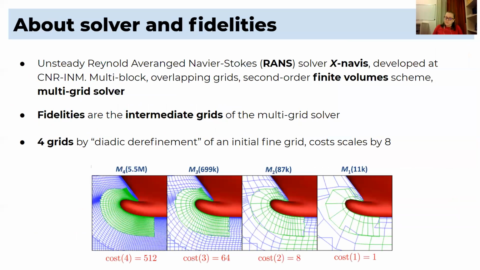So the underlying problem has to be treated with Navier-Stokes equations, and the solver we are considering is a solver called Kinavis. It's an unsteady RANS solver, again developed at the Institute of Marine Engineering, and it is a multi-block solver. So the domain we are considering is divided in blocks. These blocks are overlapping, the grids are also overlapping, and it is based on a finite volume scheme.